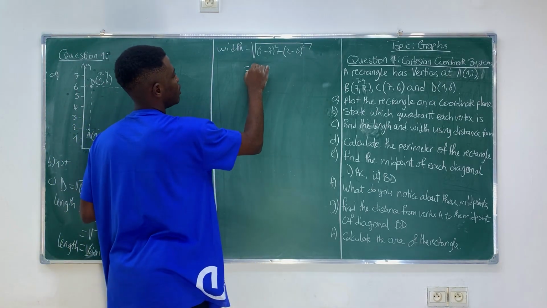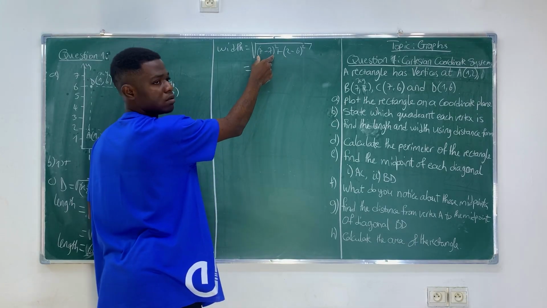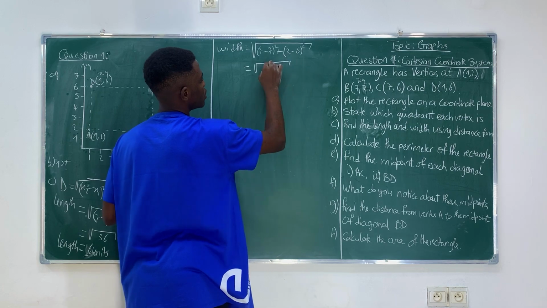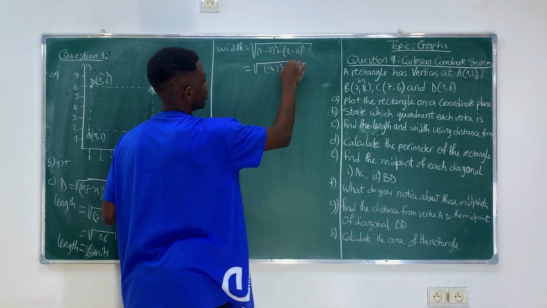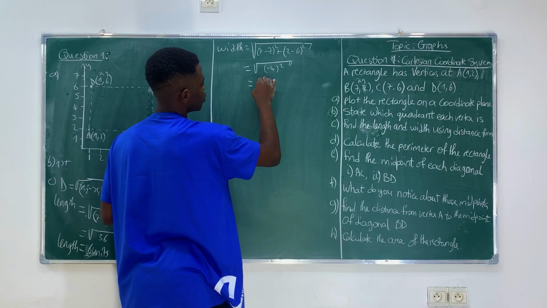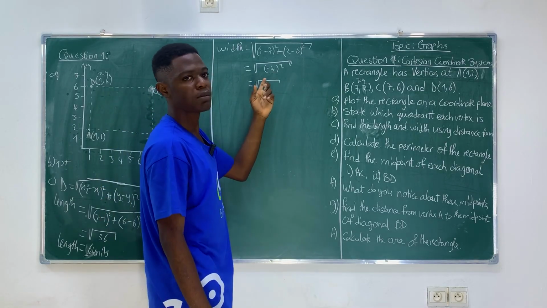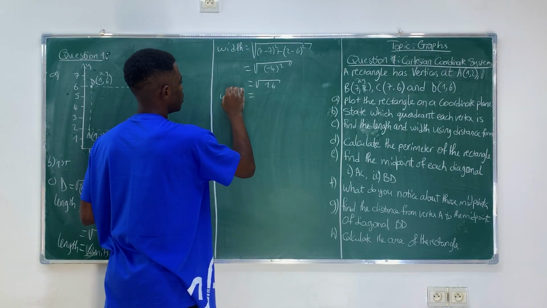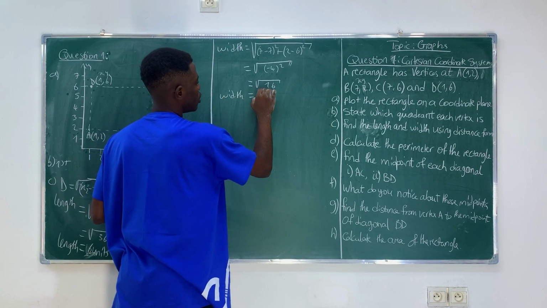What am I going to have? Here is 0. So I will have the square root of 2 minus 6, which is minus 4, squared. What's minus 4 squared? Minus 4 squared is the same as 4 squared, which is 16. Which implies, what will be the width? The width is equal to 4.